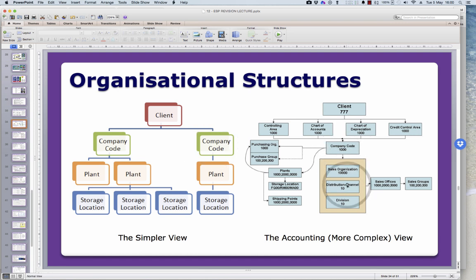The sales organisation, distribution channel, divisions, all of those things are part of the sales part. And then you have different plants, storage locations, shipping points. So that's a kind of more complex view of organisational structures. Okay, so holding company, national areas, plants within those national areas, storage locations within those plants, and then you could have distribution channels in terms of a distribution centre. And it's a bit more complicated, but in the exam we will just be looking at that.